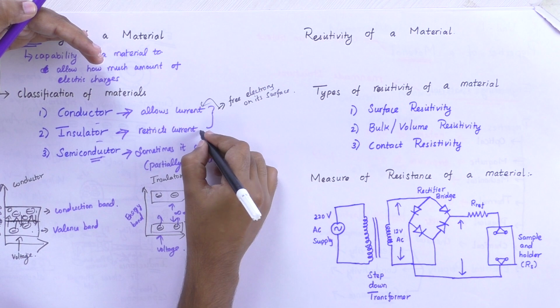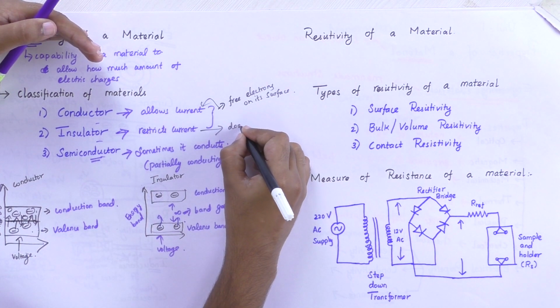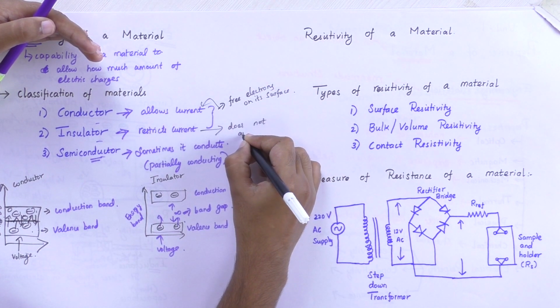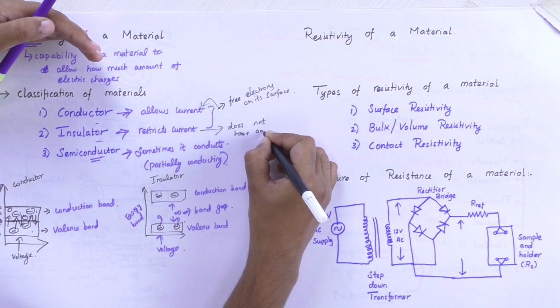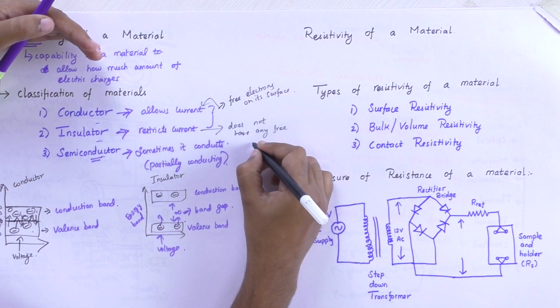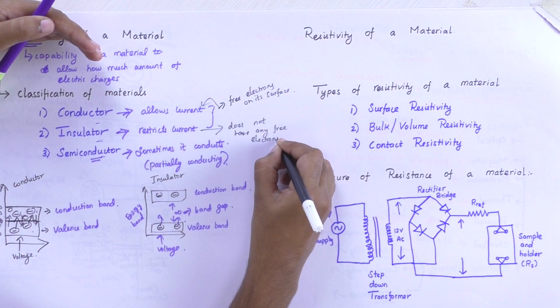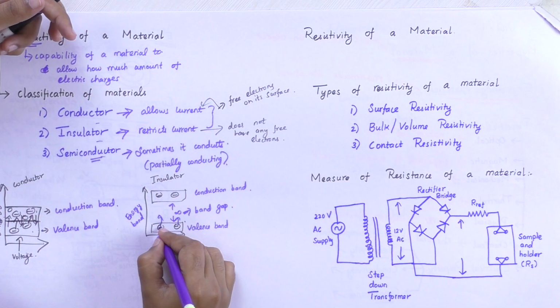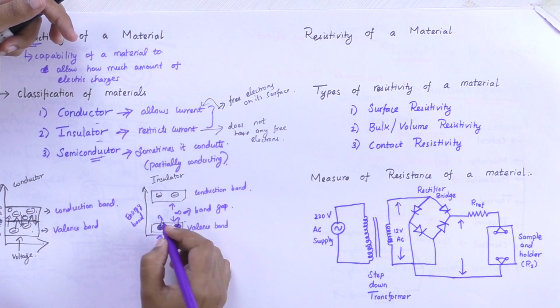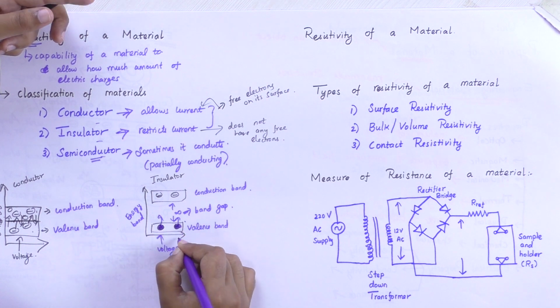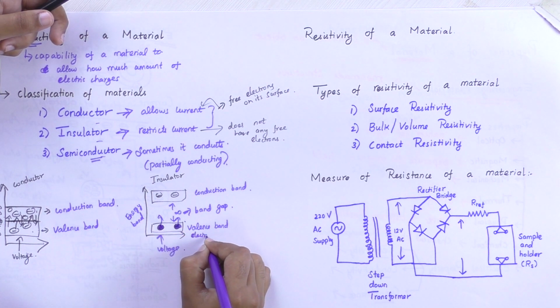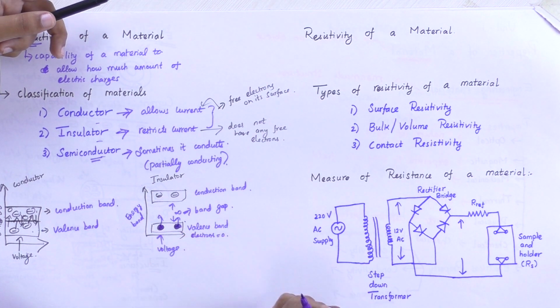But this insulator does not have any free electrons. So there will be no free electrons in the valence band. That is 0. Electrons in the valence band is 0.